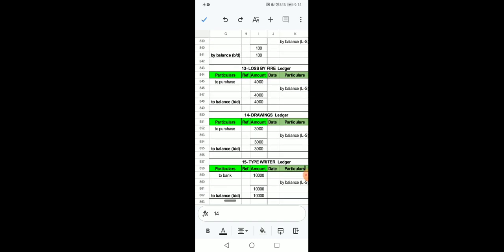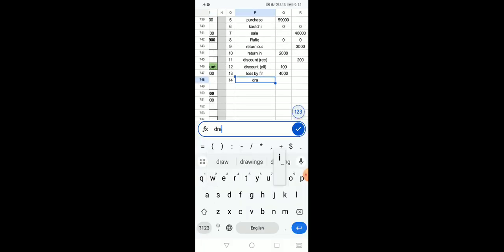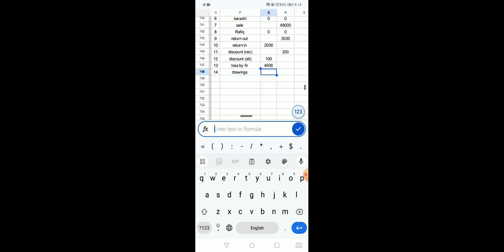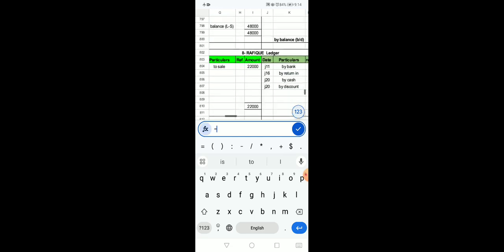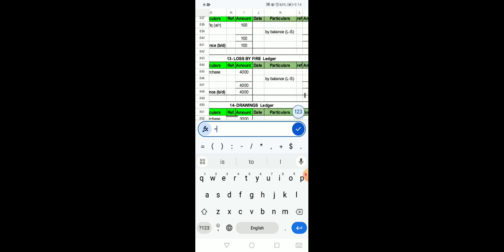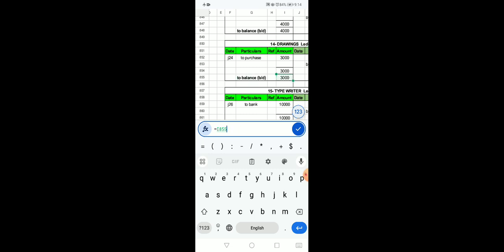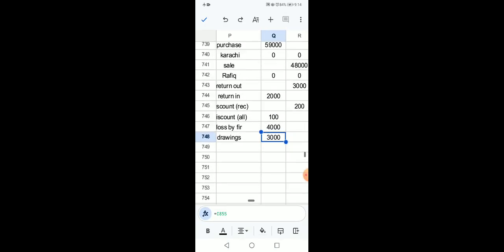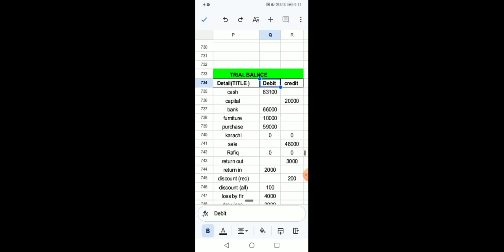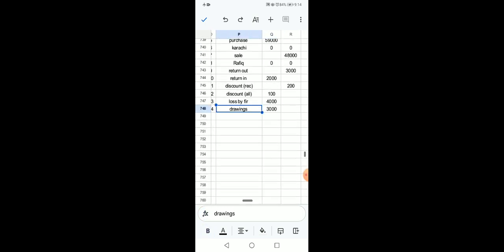Now let's see what the 14th ledger is saying to us. This is your 14th ledger, drawings. So you need to write the title, drawings, over here. Alright, now go to the ledger and see where balance brought down in drawings is present. This is your drawings ledger. The balance is present on the debit side, which is 3000. So what you will do, you will go to the debit side of the trial balance and write 3000 in front of drawings. So here you have chosen the debit side and written 3000 in front of drawings.